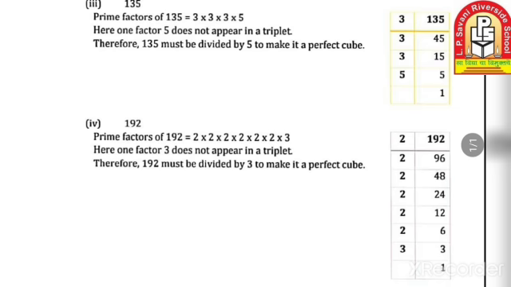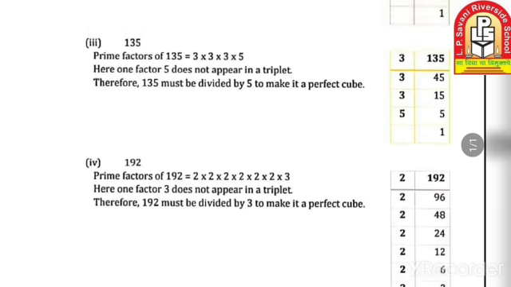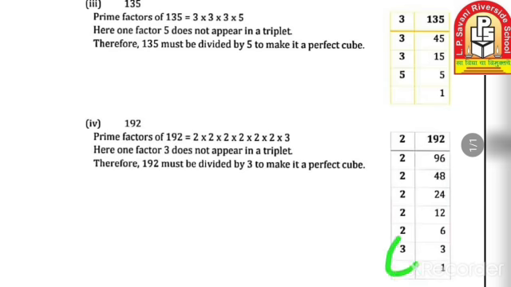In this way, up to the last, you can see that 6, after dividing with the help of 2, you get 3, and at the last we have to divide 3 with the help of 3, so we got the remainder 1. In this way you can get the prime factors of 192.